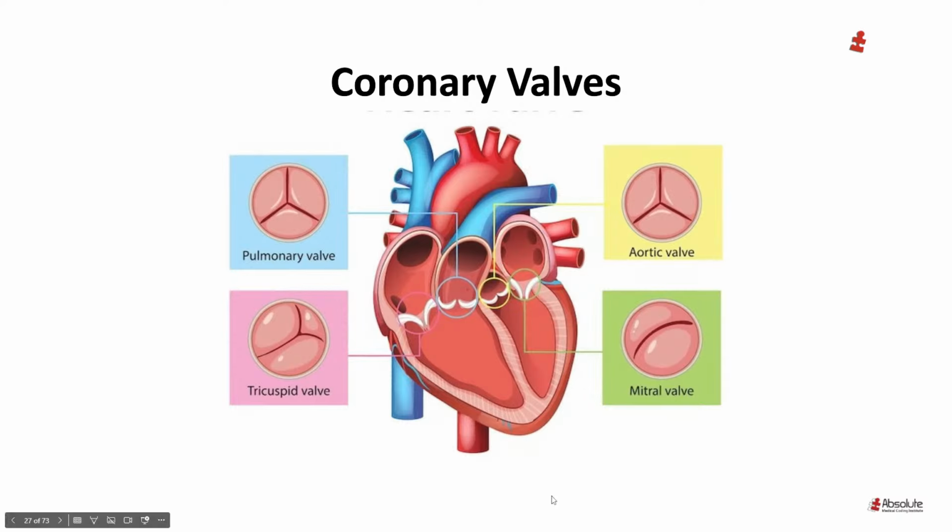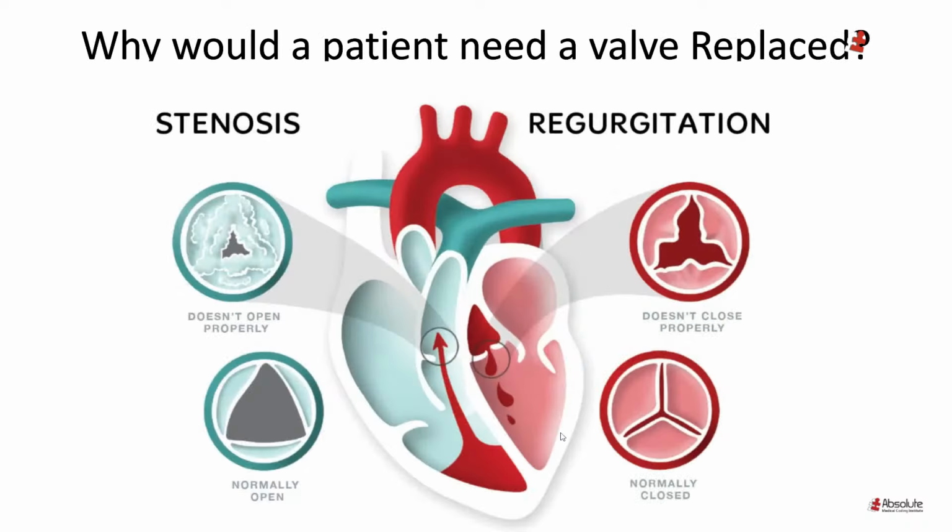And sometimes these valves become diseased and they have issues, right? So the most common issues are stenosis or regurgitation. When it's stenosis, that valve is too narrow. And when it's regurgitation, it's too leaky, it's too wide, right?